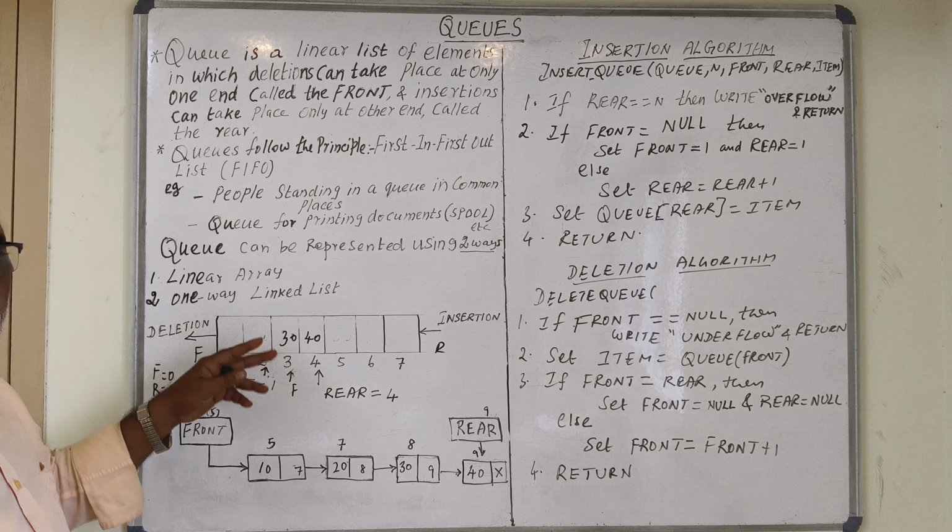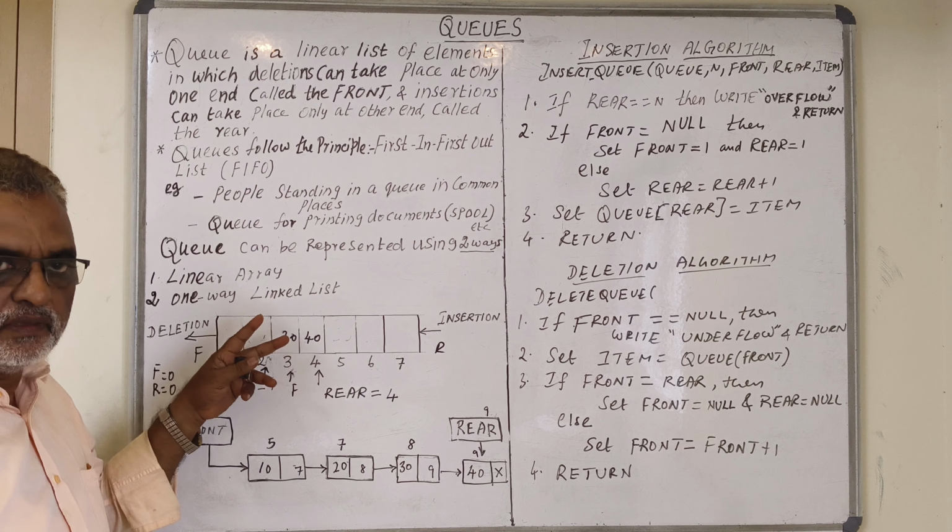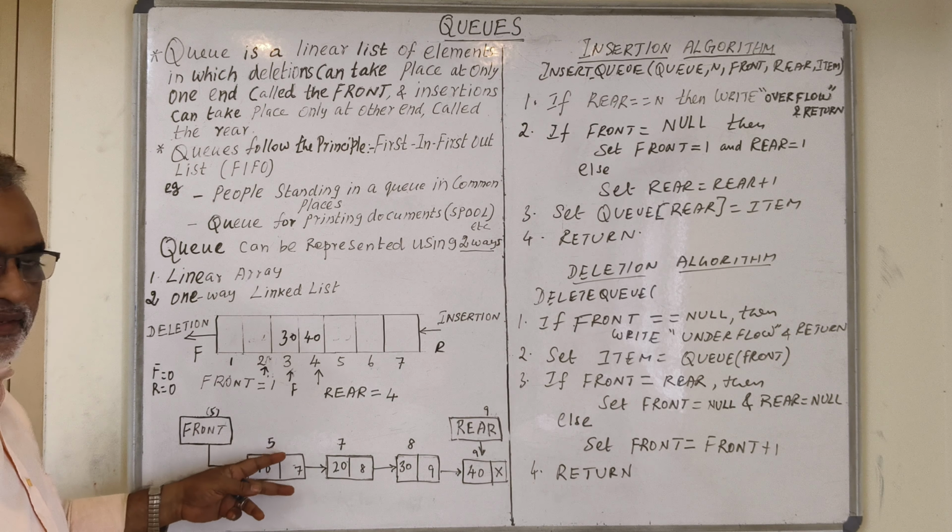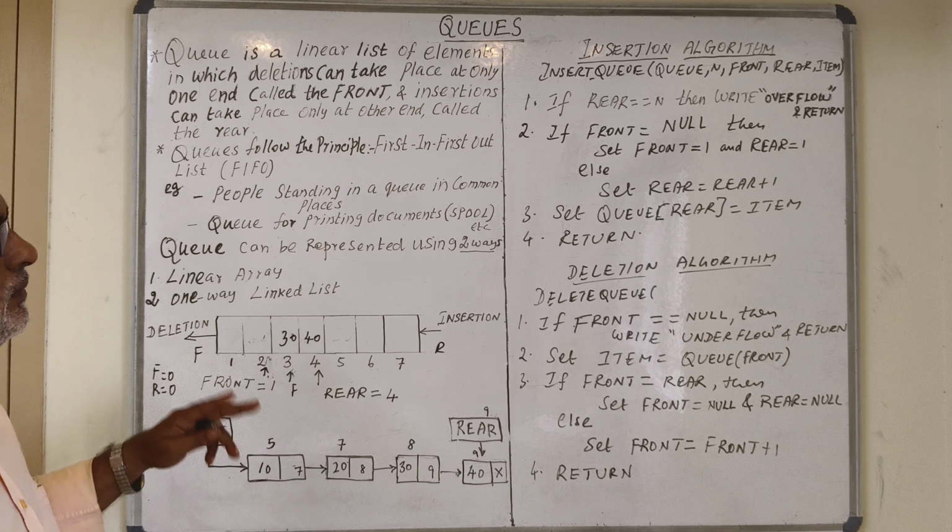Similarly, we can represent a queue in two different ways: one using a linear array, and another using a linked list.